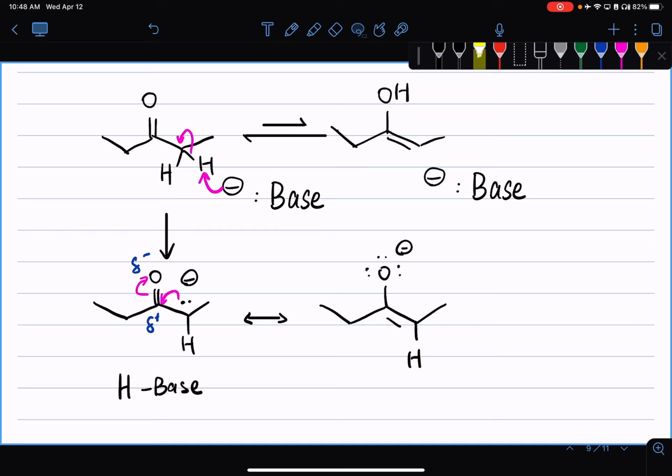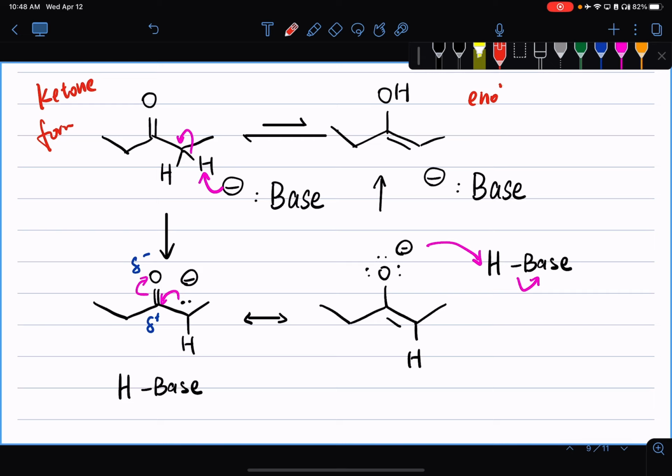All right, and now we still have the H-base hanging around. So you'll have the anion attacking the hydrogen of the H-base and going back to the base. And we end up with our product. In organic chemistry, the left-hand side we call the ketone form. That's a general ketone. On the right-hand side, that's our enol. You'll see that in 14D again. It's a tautomerization between ketone and enol.